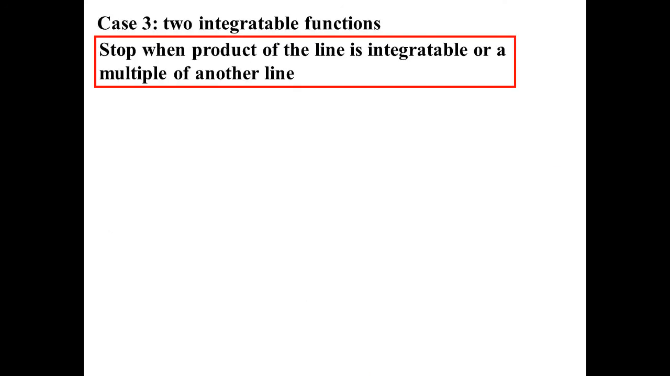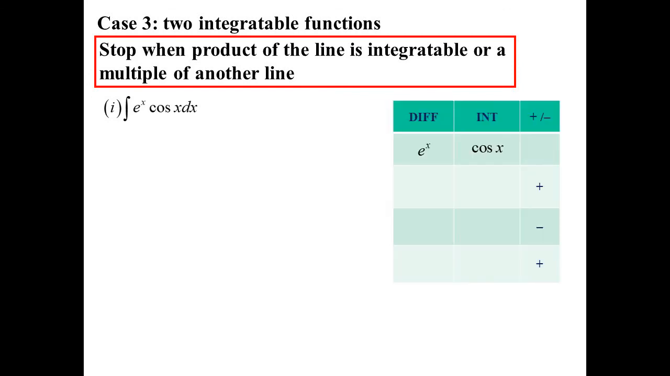All right, case 3. I've got 2 integratable functions. So again, we will stop when the product of the line is integratable, or it's a multiple of one of the other lines. e to the x cos x. It doesn't matter which one I choose, because they're both integratable and they're both differentiable. So differentiate e to the x, we get e to the x sine x. Now stop when the product of the line is integratable. Not integratable. And it's not a multiple of another line, so I'll keep going.